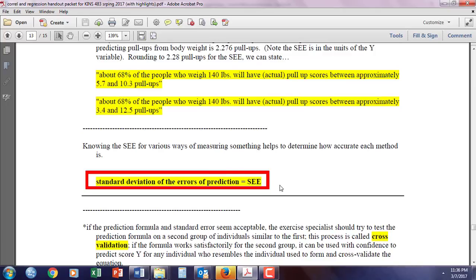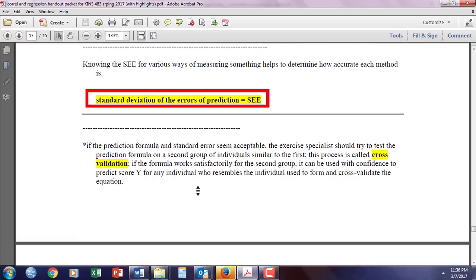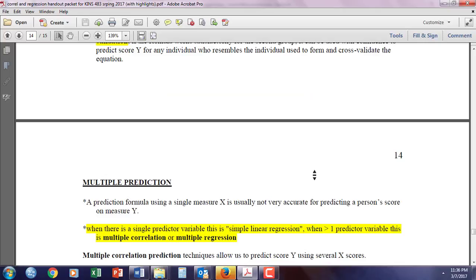Again, I put this in red. I've highlighted it. I'm hoping at this point that you're starting to see the connection between the fact that the standard error of the estimate you interpret just like a standard deviation, because that's what it is. It's the standard deviation of the errors of prediction. There are a last couple of points here. When we make up prediction equations, we do a process called cross-validation to make sure that it's going to work in other populations before we apply that prediction to the general public.